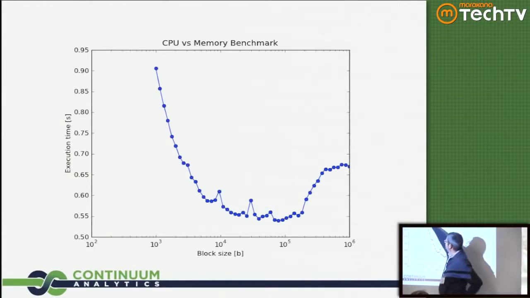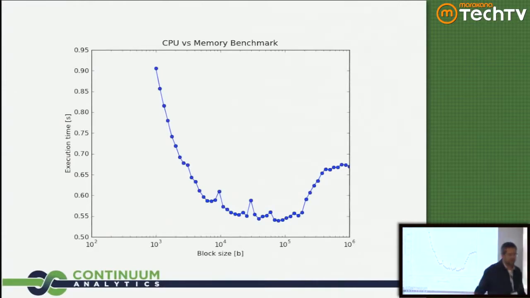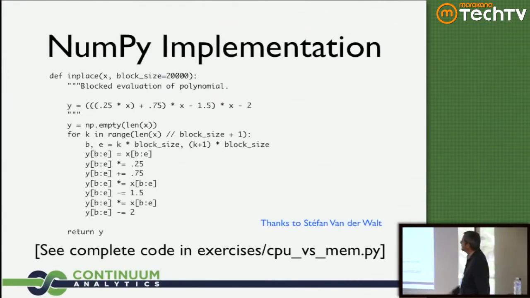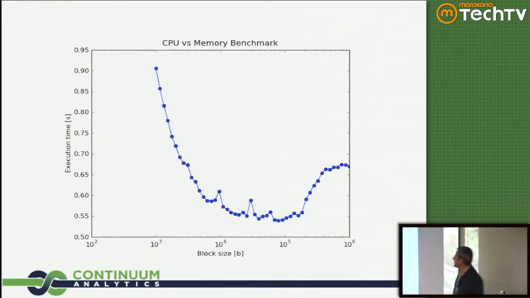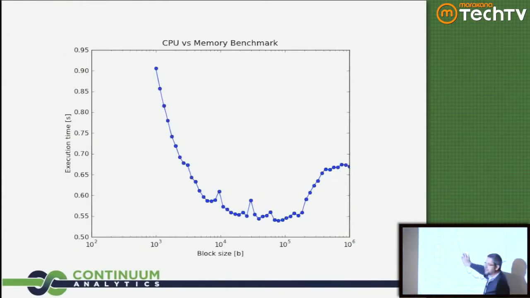Yeah, this is because in the beginning there is overhead. When the block size is very small, this loop is much longer, so you have to do many more iterations, and there is an overhead of creating views in NumPy. So this part is just a consequence of this overhead. Here, there is a good balance between the overhead of NumPy and the block sizes, and here you have block sizes that exceed the CPU cache size.